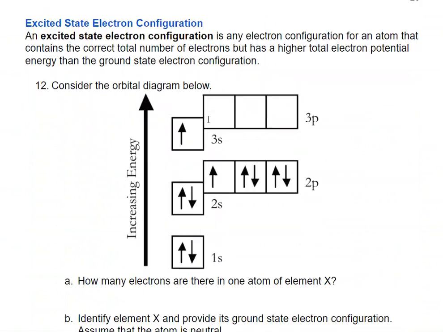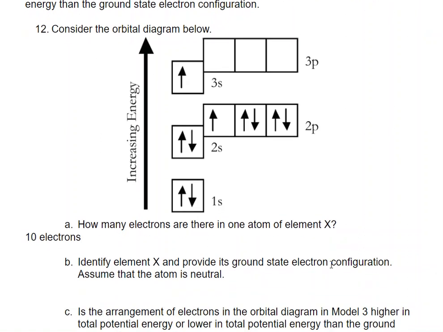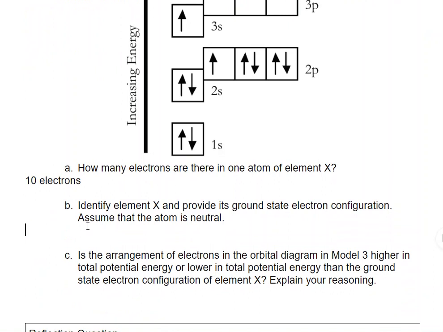So now we have an excited state electron configuration. So this is any electron configuration that still has the correct number of electrons, but it has a higher total potential energy than the ground state configuration. So looking at number 12 here, how many electrons are there in an atom of X? We see that we have 10 electrons. So assuming that this is neutral, if we have 10 electrons, that means that we have 10 protons, which corresponds to neon.